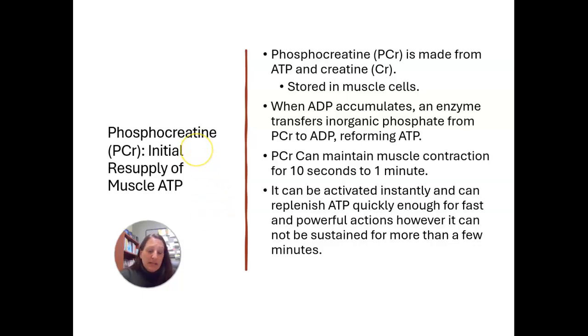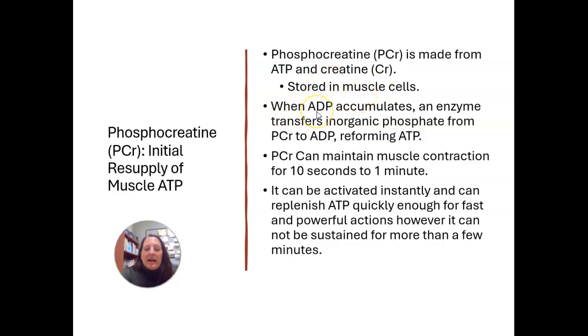Again, phosphocreatine. This is the initial source to resupply muscle ATP when muscle ATP is used. Muscle ATP, you only have a few seconds of that. Then we're going to turn to phosphocreatine to resupply ATP. Phosphocreatine is made from ATP and creatine, and again, it's stored in muscle cells. It's a more stable molecule.